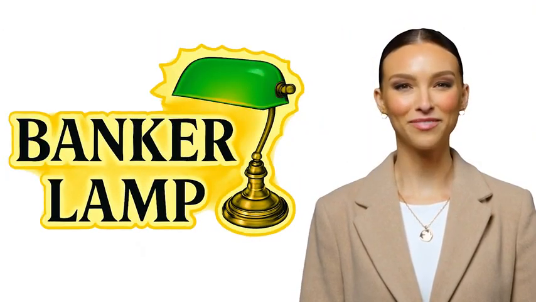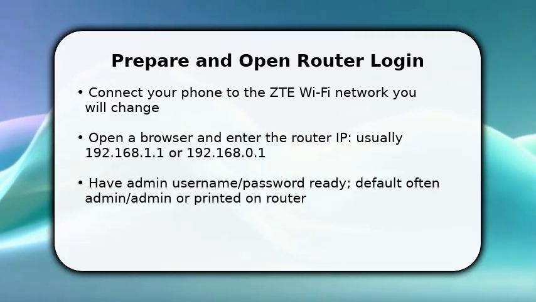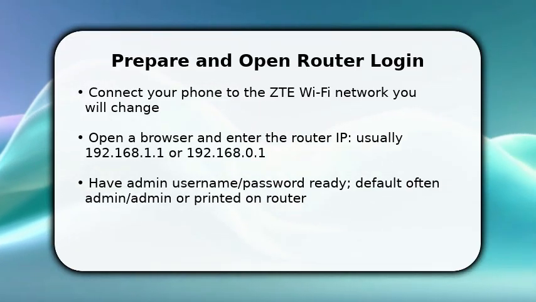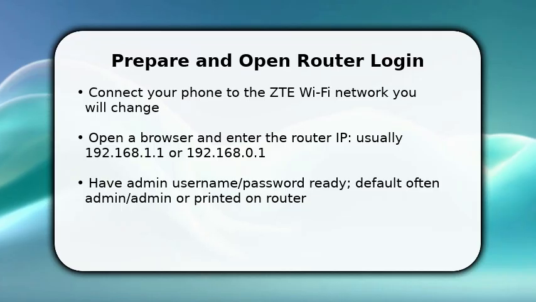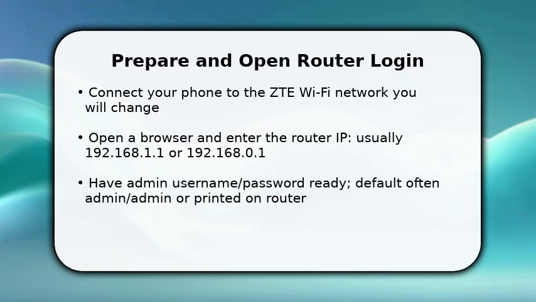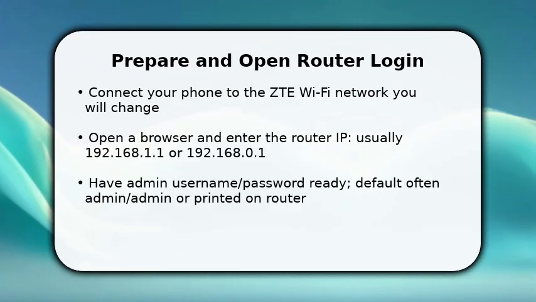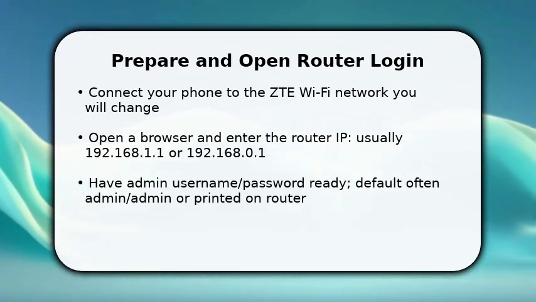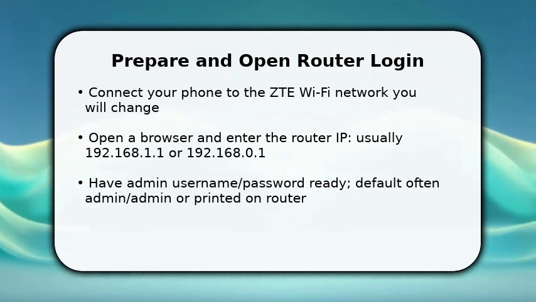Please enjoy the video. You start by making sure your mobile is on the ZTE Wi-Fi you intend to change. This ensures you can reach the router UI. Open your phone's browser and type the router IP address, commonly 192.168.1.1 or 192.168.0.1, then tap Enter. When the login screen appears, enter the admin username and password if you haven't changed them. The default may be on the router label. Once done, you'll be at the router dashboard ready to proceed to wireless settings.